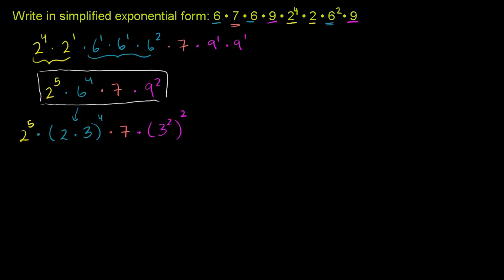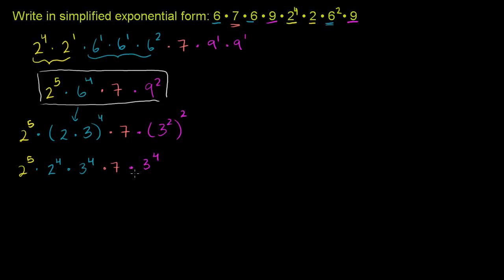Now, I want to keep the color codes the same way. So we have the 2 to the fifth times, now what's 2 times 3 to the fourth? Well, here's an exponent property. If you take the product of two things and it's raised to a power, that's the same thing as 2 to the fourth times 3 to the fourth. And then you have this 7 here, times 7. So I essentially just raised both of these guys to the fourth, because their product is being raised to the fourth power. And then you have times 3 squared, but you have 3 squared, and then that squared. So it's going to be 3 to the 2 times 2 power. So times 3 to the fourth.